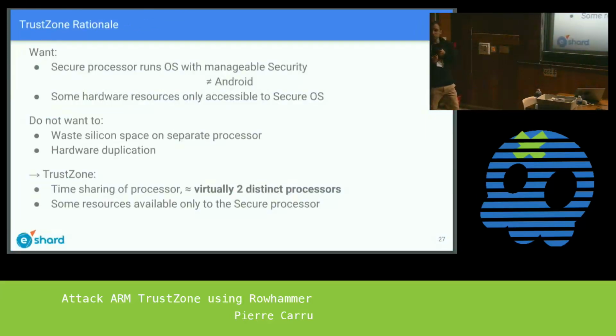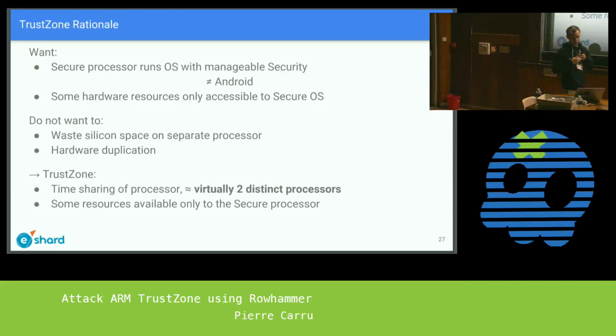So what is TrustZone? It's a security technology that's built into all Cortex-A processors that we have in smartphones. That's the equivalent of having a separate secure processor, but the system integrators don't want to have two processors because it's too costly. It uses silicon space, etc.